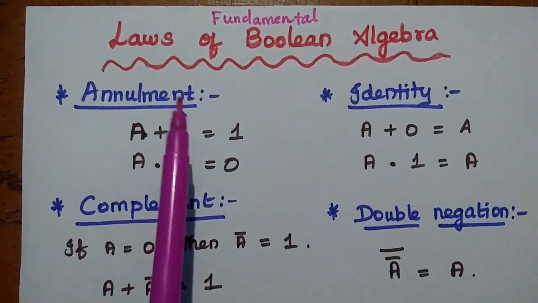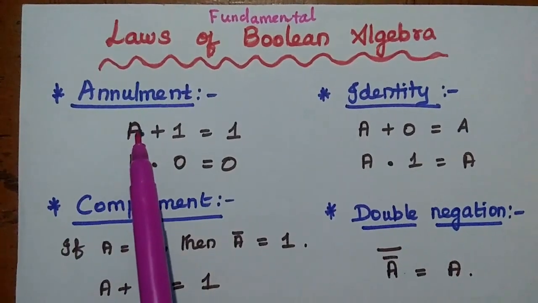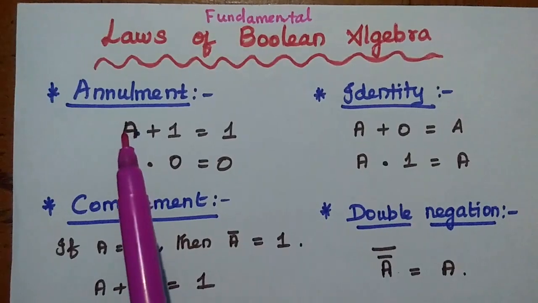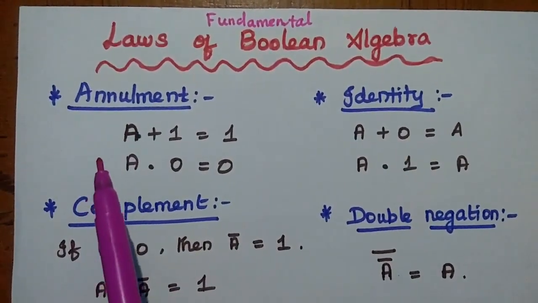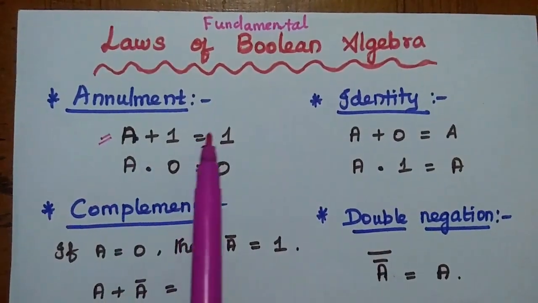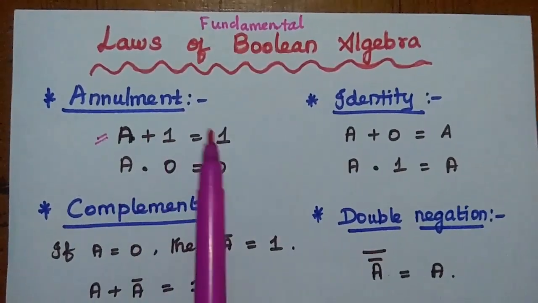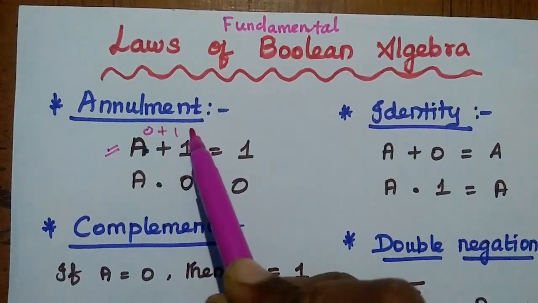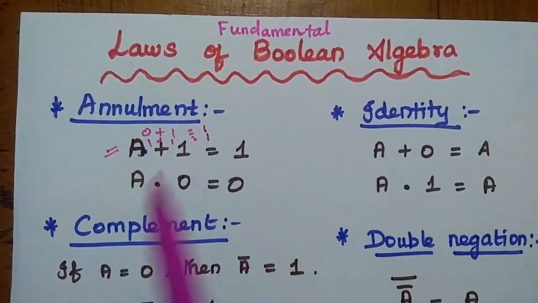First one is annulment. Here we represent the element as A. In Boolean algebra, we are going to use only the binary values. It can be either 0 or 1. So in this one, A plus 1 is equal to 1. That means anything plus 1 is equal to 1. Suppose A is equal to 0, 0 plus 1 is equal to 1. A is equal to 1, 1 plus 1 is equal to 1.